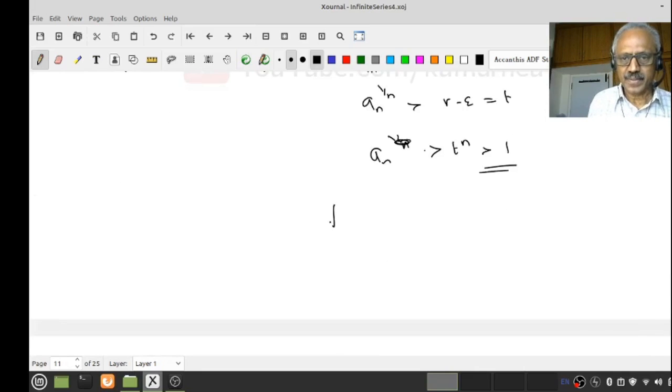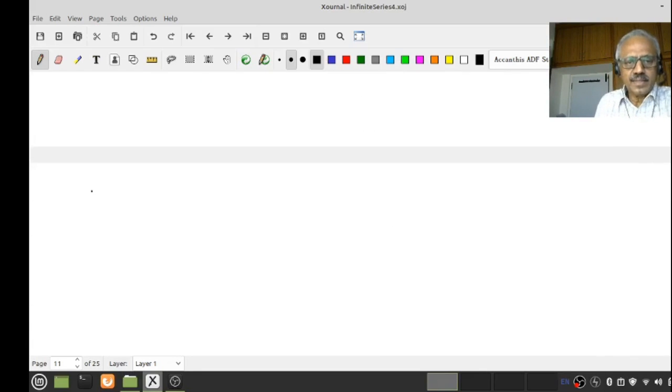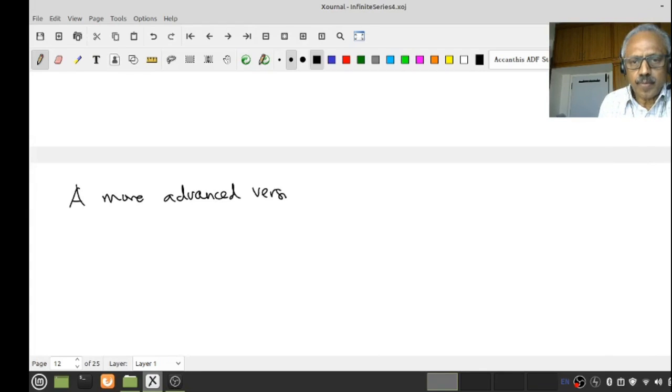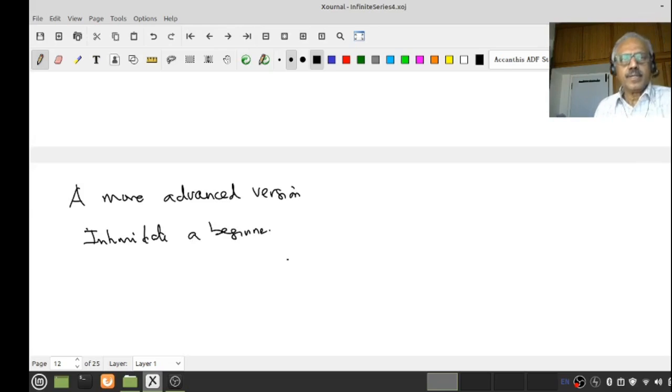Okay, pause, review, proceed. And there is a more advanced version. This is meant to intimidate a beginner. See, I know from my experience many beginners in analysis have problems with the limsup and liminf, limit superior, limit inferior. In fact, I even know many teachers have problems, right?